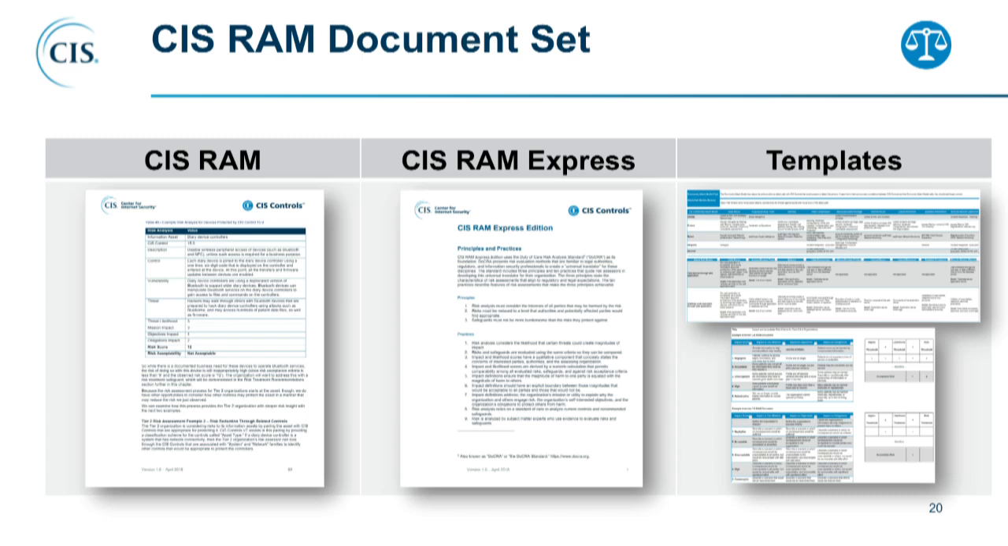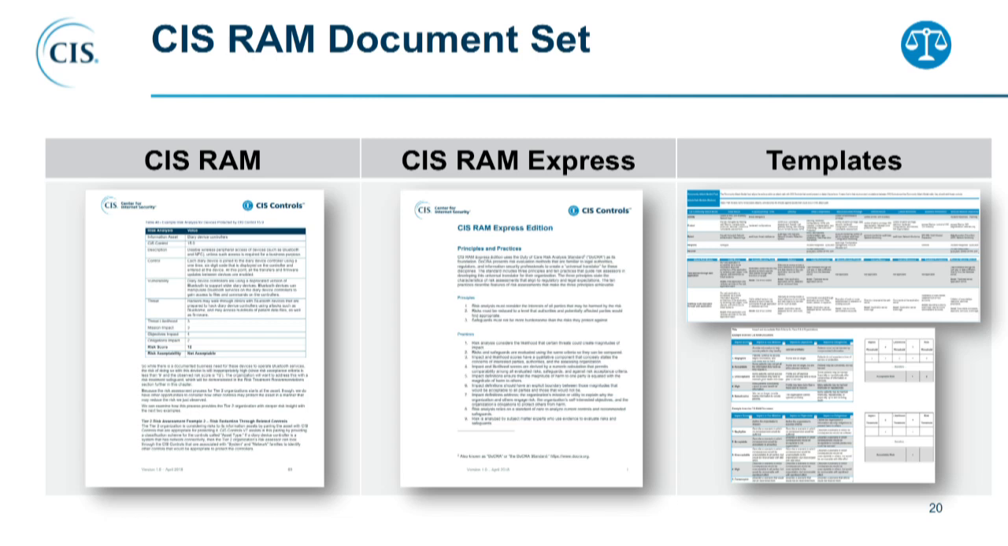But we also have a 10-page version called CIS RAM Express. It's meant for organizations who just need to know what they're biting into. What are we in for if we do this thing? Or if they have good risk assessment methods, how could they adapt their method so that it fits into the CIS RAM? And then templates.